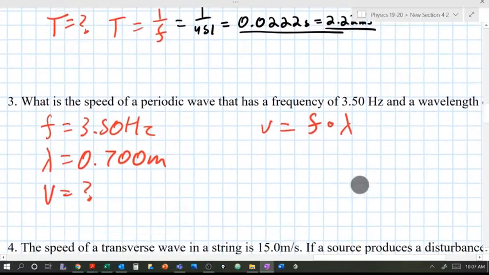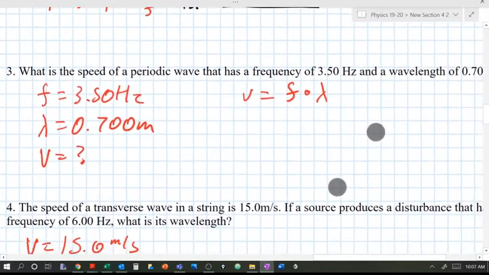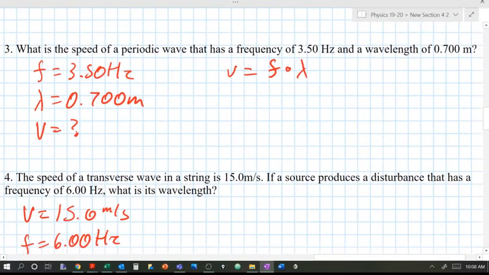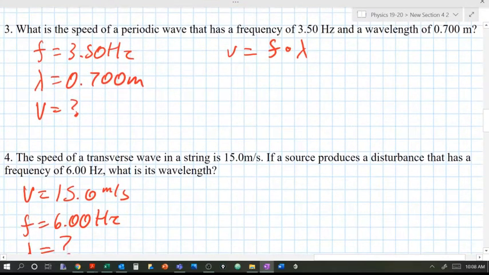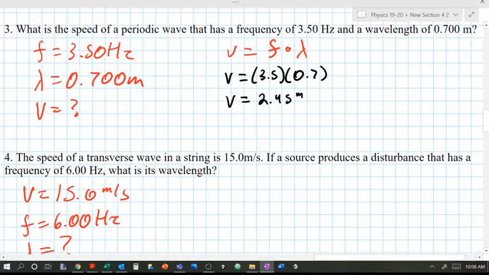Here's number 3. Most people didn't have trouble on this, but I'm going to do it anyway. They want to know the speed of a periodic wave that has that frequency and that wavelength. So we use the wave speed equation. Velocity equals frequency times wavelength. No algebra required. The frequency is 3.5 and the wavelength is 0.7. That's going to give you a velocity of 2.45 meters per second.